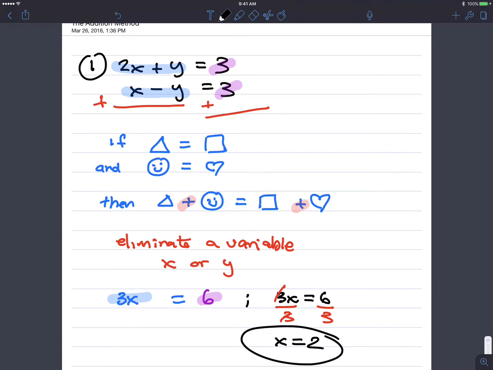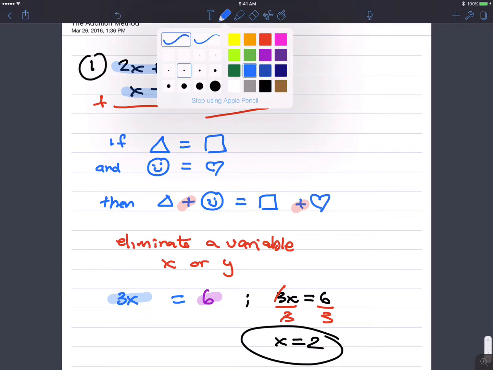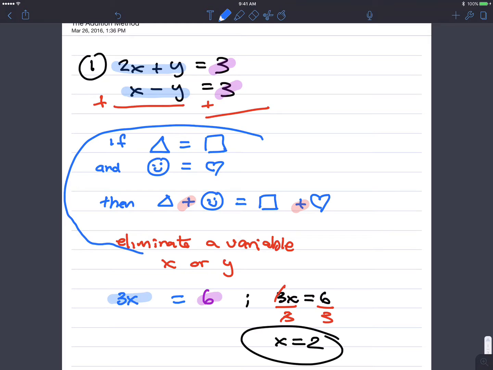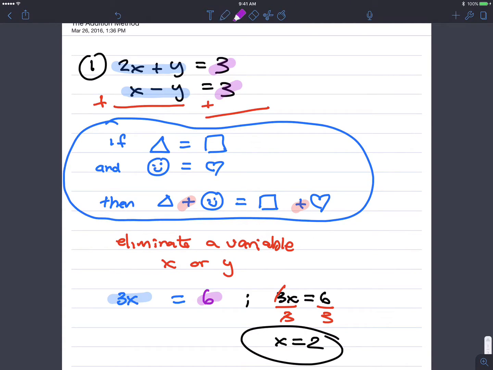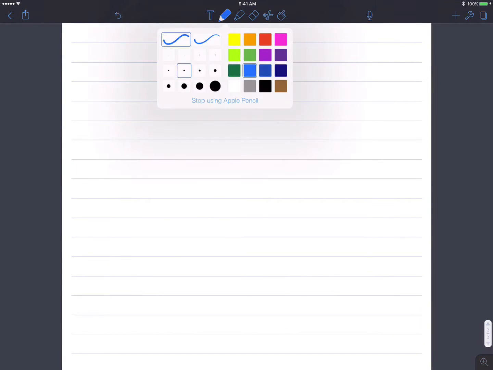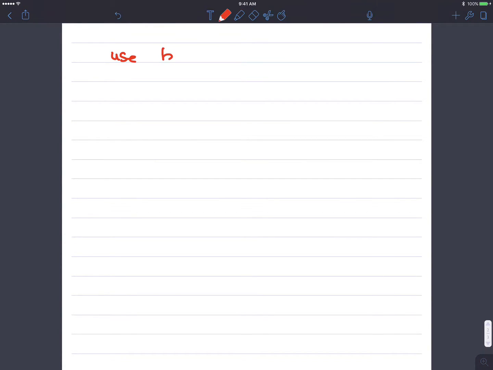So this is the essence of the approach that we're going to use, called the addition method. And the whole idea here is to actually eliminate a variable. Let's go do this again. We're going to use this addition method right here so that we can eliminate a variable, either the x variable or the y variable. In this first example, we eliminated the y variable. Now what we use here is going to be, let's put this in red, what we call back substitution.